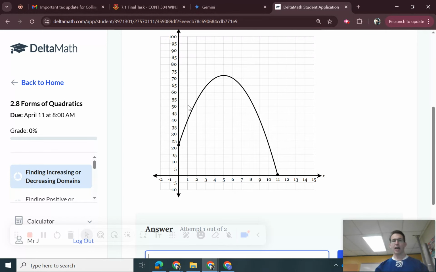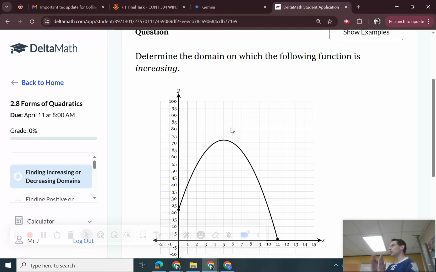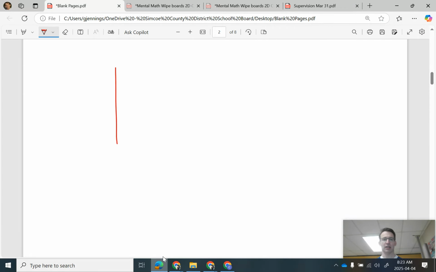Okay, so y is increasing between 0 and all the way to the vertex. It looks like the vertex is 5. So the domain, meaning the values of x, where this function is growing, as x grows, y grows, is between 0 and 5. So let's write that. We would say 0 is less than or equal to x, and x is less than or equal to 5. X is all of these values between 0 and 5 where the function is increasing.